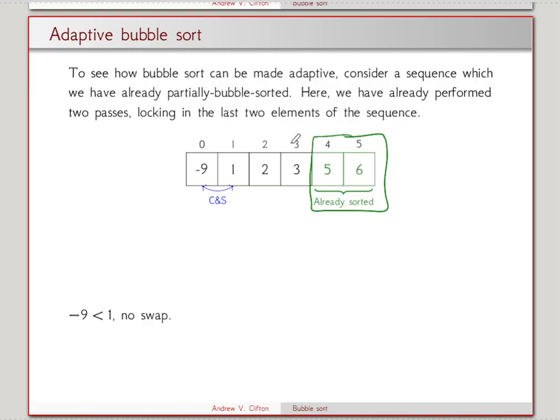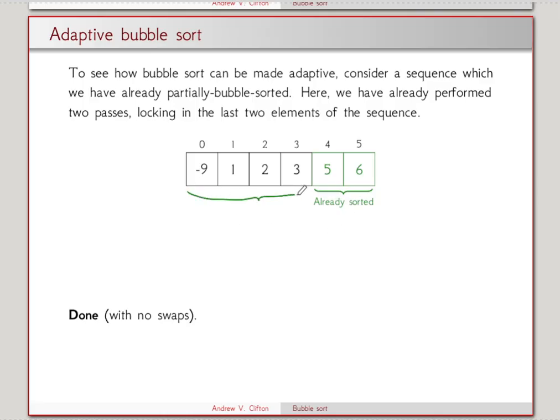Now my J loop is going to stop when it gets to this point, when it gets to 3, because there's no point in looking at the 5 and the 6. I know that those are already sorted. So we compare -9 to 1. Those are in order, no swap. Compare the 1 and the 2. Those are in order, no swap. Compare the 2 and the 3. Those are in order, no swap. So I'm done with no swaps.